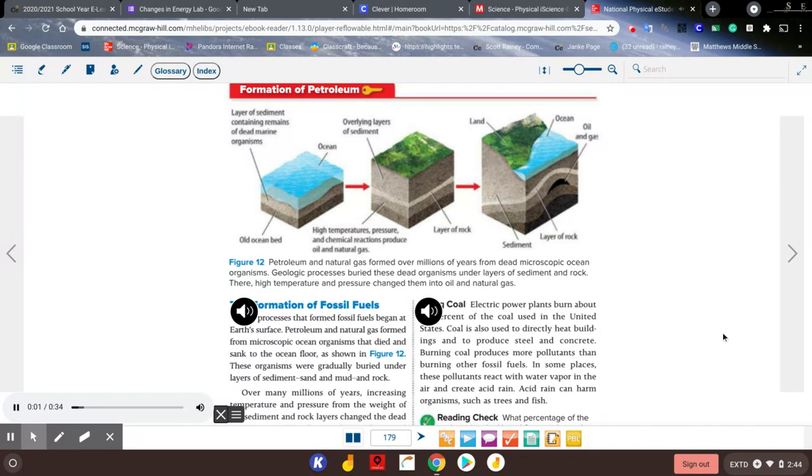Using coal. Electric power plants burn about 90% of the coal used in the United States. Coal is also used to directly heat buildings and to produce steel and concrete. Burning coal produces more pollutants than burning other fossil fuels. In some cases, these pollutants react with water vapor in the air and create acid rain. Acid rain can harm organisms such as trees and fish.